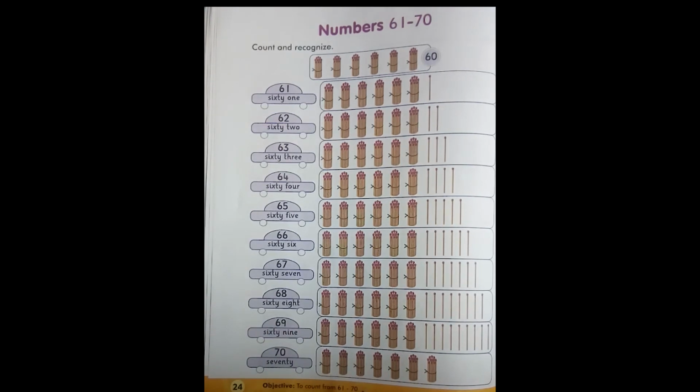These are 7 bundles of 10, which make 70. 70. S-E-V-E-N-T-Y 70. I hope you understood this lesson.